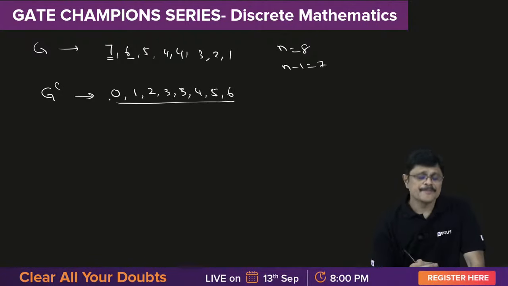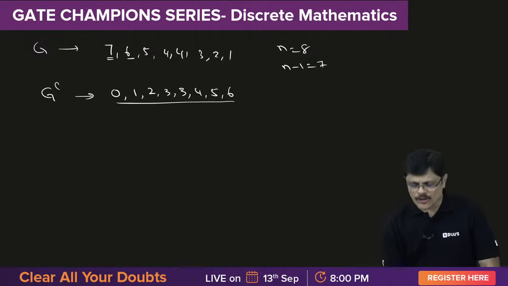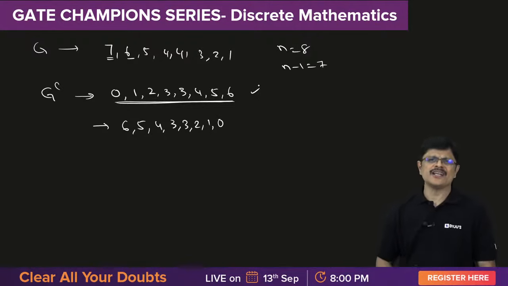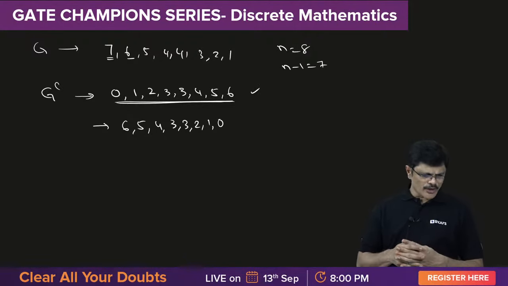Of course, this is in increasing order. We have to write it in non-increasing order, so just write from highest to lowest: 6, 5, 4, 3, 3, 2, 1, 0. Even if you write it the other way, there is nothing wrong, but generally we use non-increasing order only.